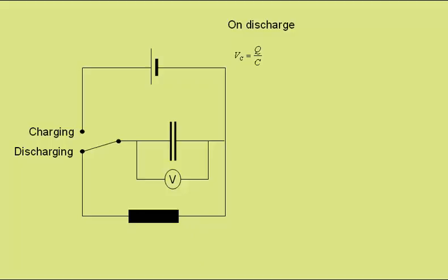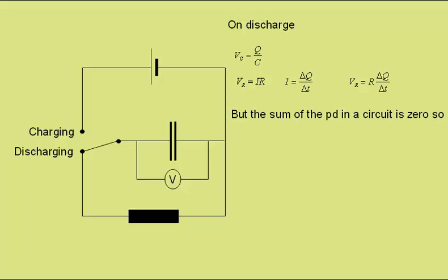On discharge, the voltage across the capacitor is equal to the charge on the plates divided by the capacitance. Also, the voltage across the resistor is given by the current times the resistance. But current is equal to the rate of flow of charge, delta Q by delta T. So we can write that the voltage across the resistor is equal to the resistance multiplied by the current, or multiplied by delta Q by delta T.